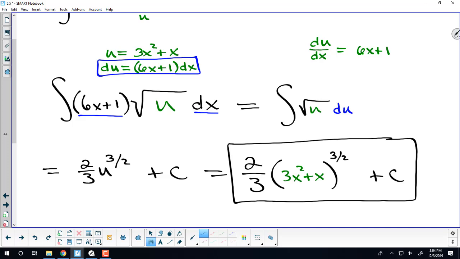Not for this one particularly, it wouldn't work, because even if we had 6 times the square root of 3x squared plus x instead of 6x plus 1, then a u substitution isn't going to work there. Probably not. Because you're basically having to just do this thing with respect to x, and the 6 is hanging out over here. So how would you do that? You could try to substitute, but there's nothing else to take care of, right?